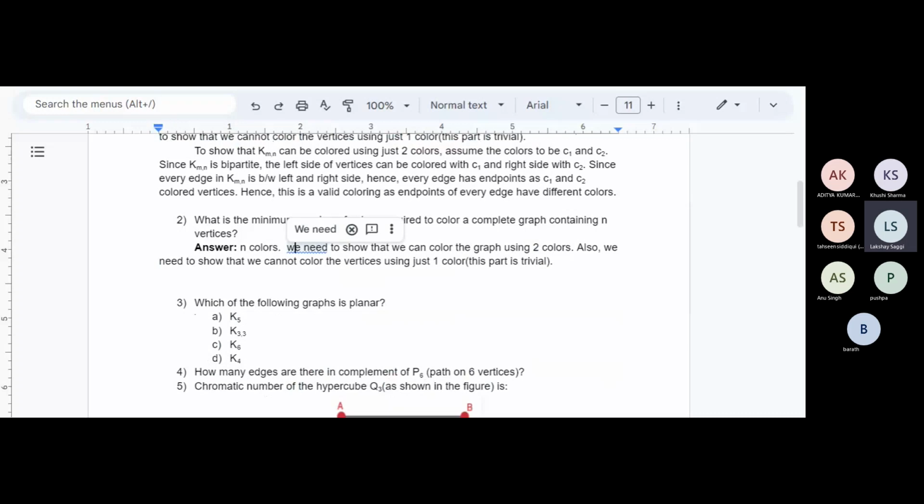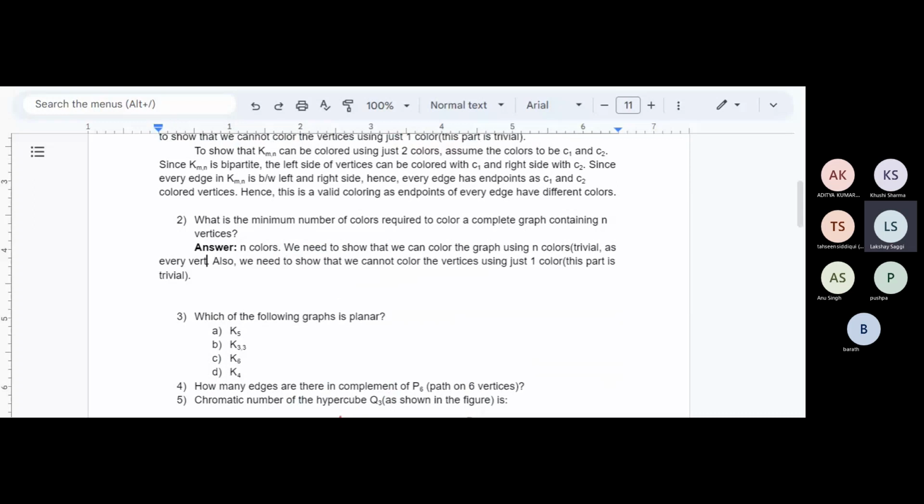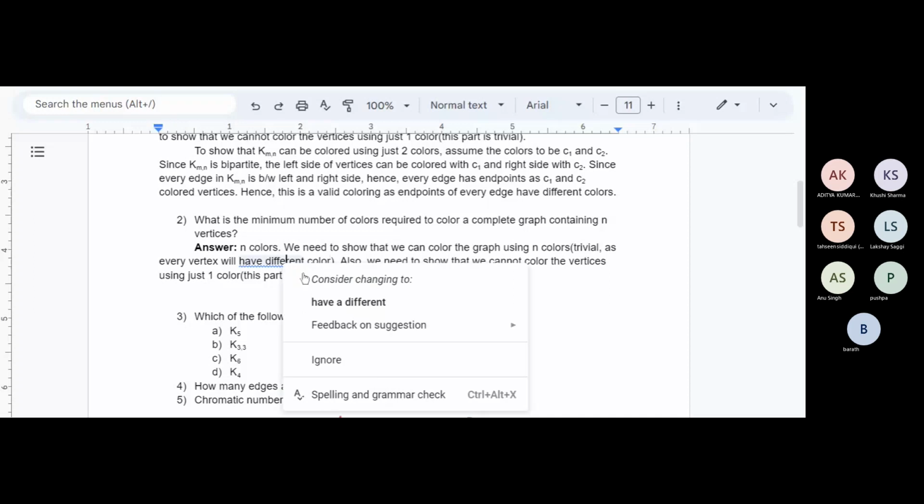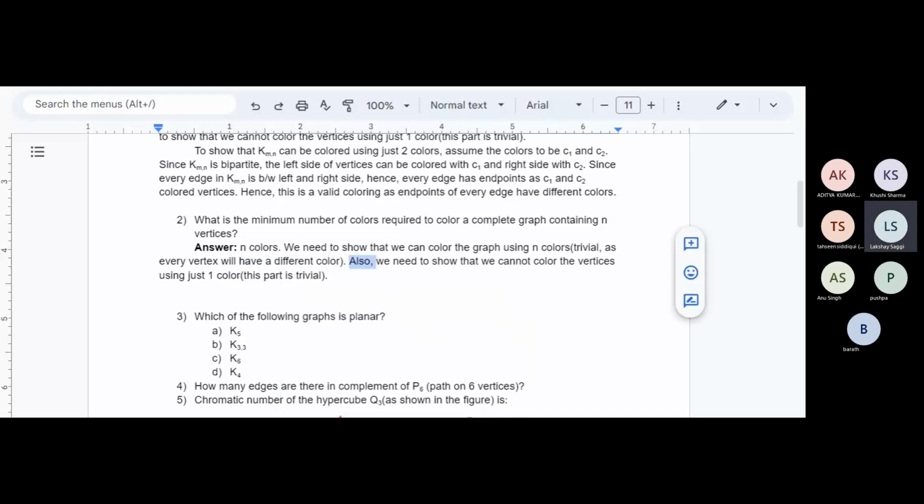So now what we need to show is that, just to remind you guys, what do we need to show to say that n colors are needed? We need to show that we can color the graph using n colors, and this part is actually trivial here, as every vertex will have a different color. So using n colors, it's trivial that we can have a valid coloring, but we also need to show why this is the minimum number of colors required in this complete graph.